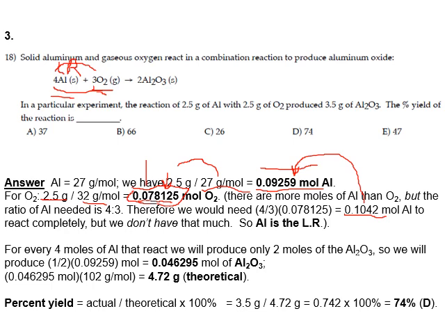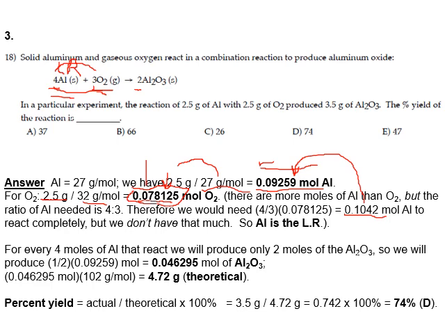And so what we need to know is how many moles do we have of aluminum? Well, we've already figured it out. It's 0.09259. So just look at your relationship between the coefficient in front of aluminum and the coefficient in front of the Al2O3, because what we're trying to do is figure out how much we can make of the Al2O3.